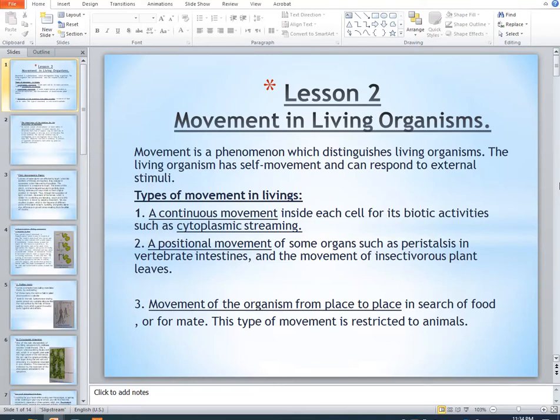Number one is continuous movement inside each cell for its biotic activity, such as cytoplasmic streaming. Number two is positional movement of some organs, such as peristalsis in the vertebrate intestine, and the movement of insectivorous plant leaves. Number three is movement of organisms from one place to another in search of food or for mating. This type of movement is restricted to animals.